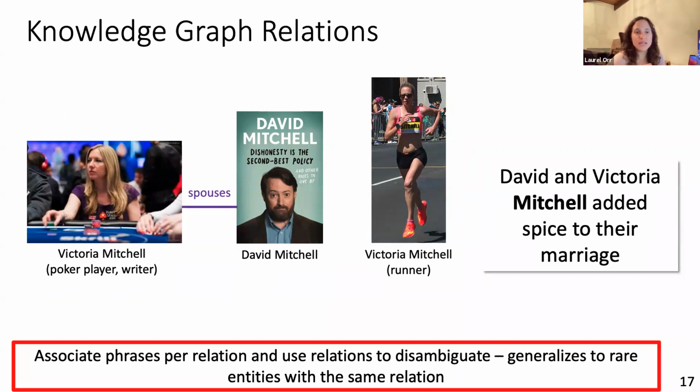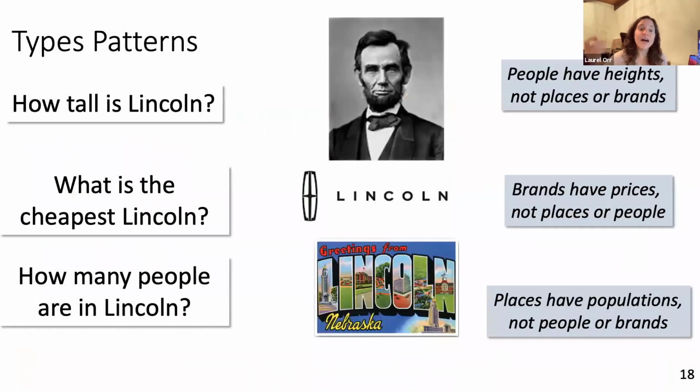If I know what it means to be a married couple over popular entities, that knowledge can actually transfer to married people that are rare entities instead. So this is a type of signal that does help us generalize to the tail. Now, the last signal that I'm going to talk about is type patterns. And here we see that types also have textual cues associated with them.